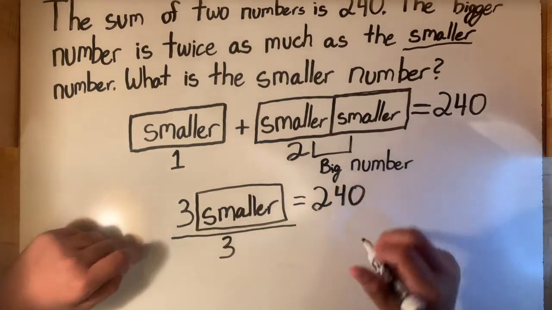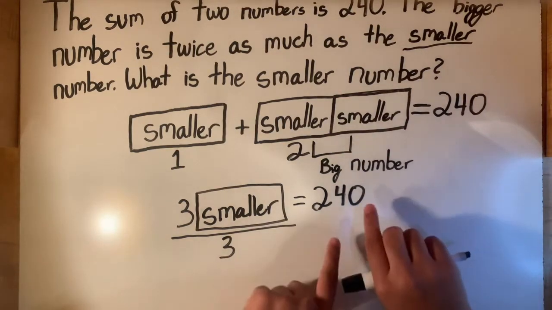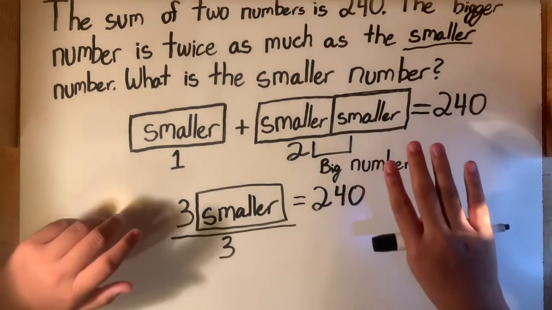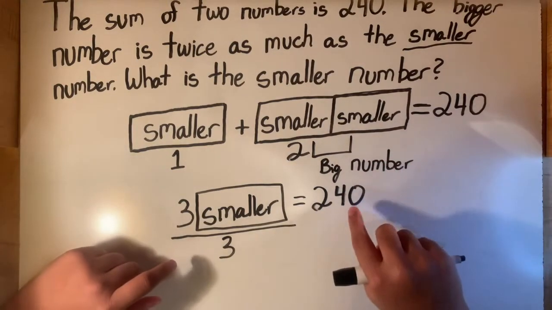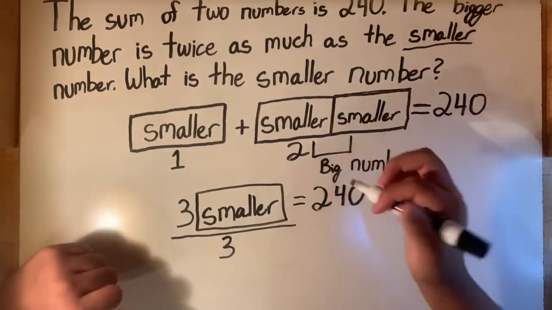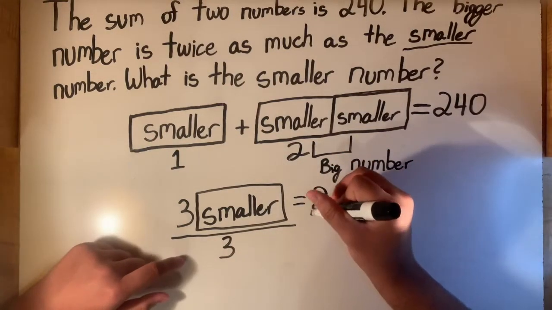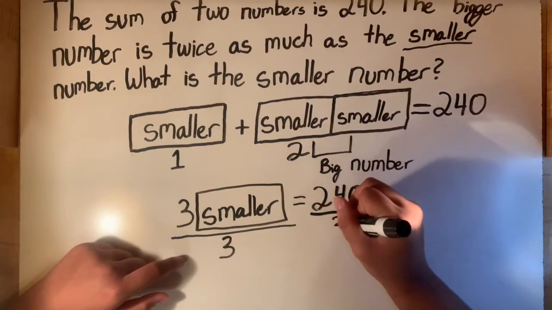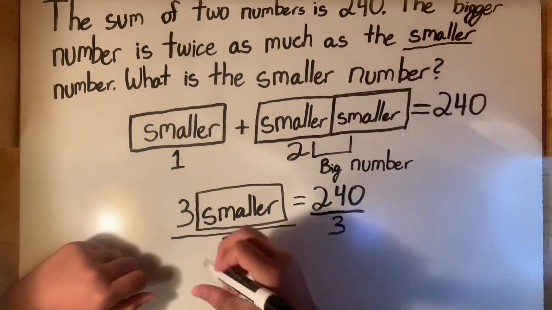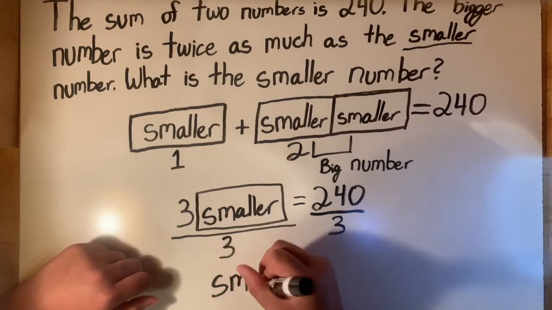But whatever we do to this side, we have to do to the other side. It's a common law in math. So since we're dividing by 3 here, we have to divide by 3 over here, and we get the smaller number just by itself.